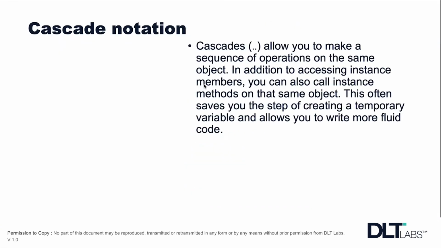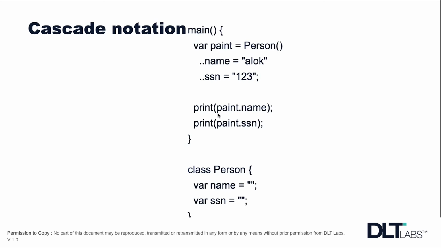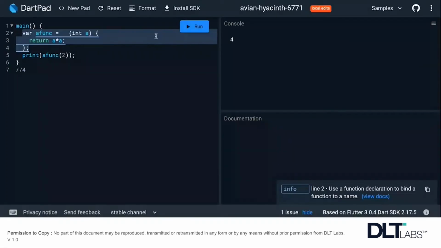Cascade notations. Cascades allow you to make a sequence of operations on the same object. In addition to accessing instance members, you can also call instance methods on the same object. This often saves you the steps of creating a temporary variable and allows you to write more fluid code. This is the code. Let's go to the code.